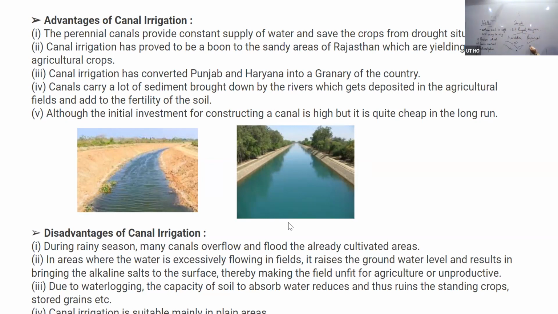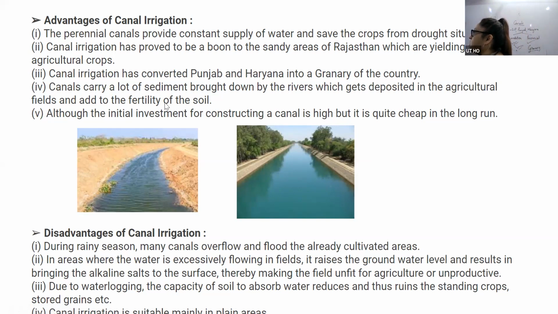Granary means, yes. Granary is actually a place where grains are stored. So it's like a storehouse of grains because lots of grains and crops are grown. Canals carry a lot of sediments. Sediments, what are sediments? All the rocks and soil and small pebbles brought down from the mountains, which get deposited in the agricultural fields and add to the fertility of the soil. Like how alluvial soil is fertile. So these also bring with them some amount of fertile soil, the sediments.